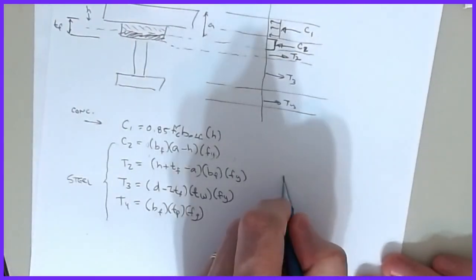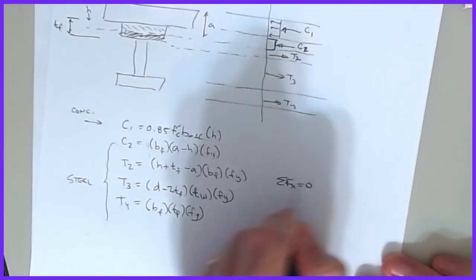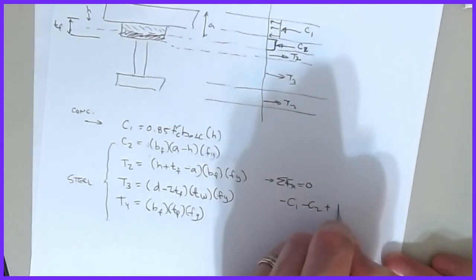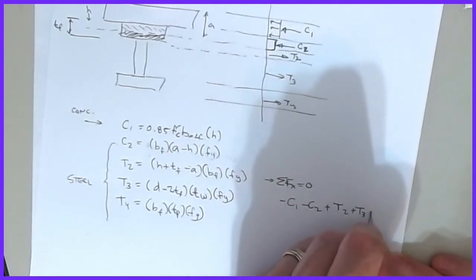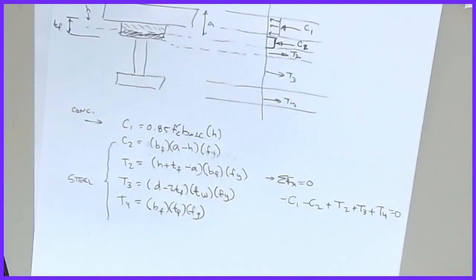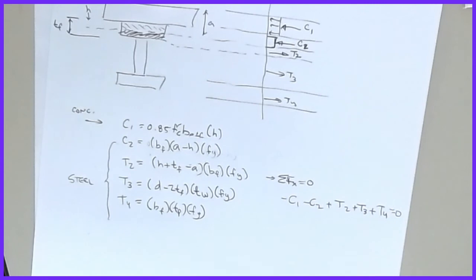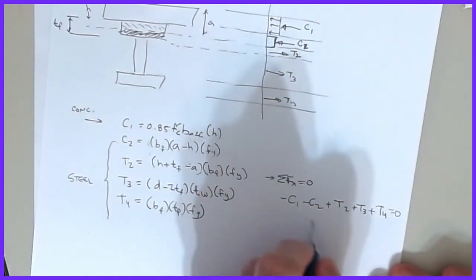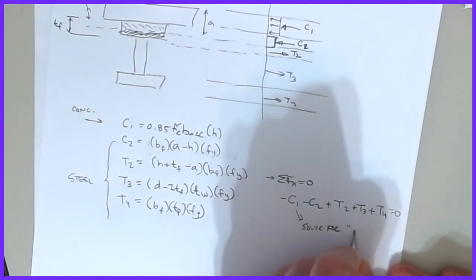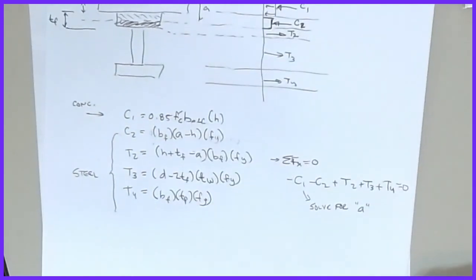All right, so if I do sum of forces X equals 0, to the right positive, now I have minus C1 minus C2 plus T2 plus T3 plus T4. I don't know why I labeled it 2, 3, and 4, but you get it. And it's the exact same game. Okay, and so what we're going to do is solve for A again.